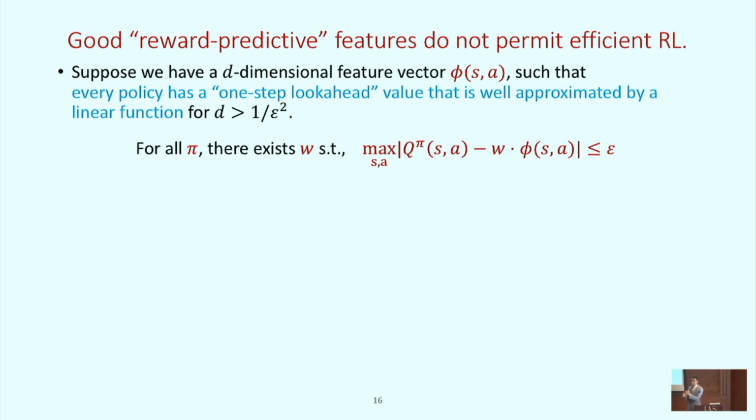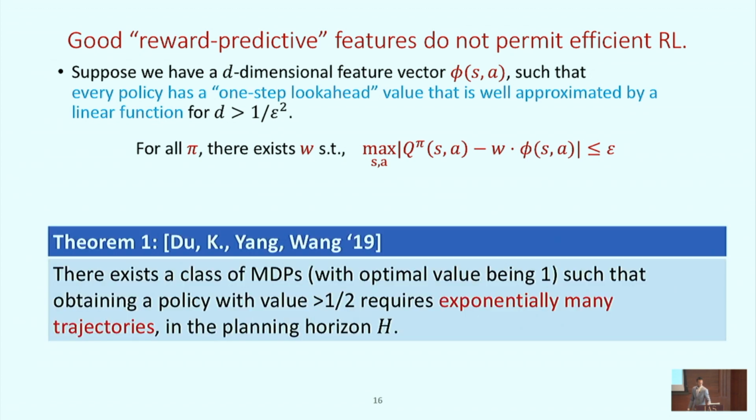In particular, what are we hoping for? We're hoping for something information theoretic where we only depend polynomially on the dimension and the horizon. Okay, so the first result is that this is actually impossible: there exists a class of MDPs where the optimal value in the MDP is 1, and if we just wanted to get a value which is bigger than a half, it's going to require exponentially many trajectories in the planning horizon h. And think of epsilon being small.